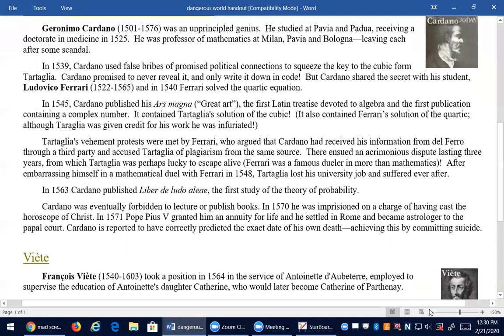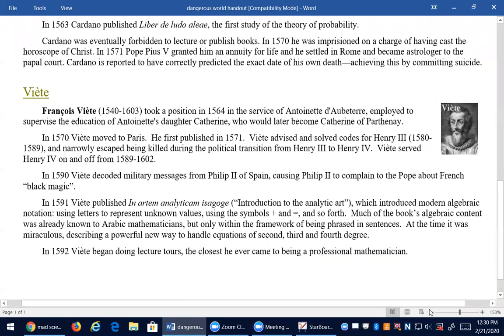Yikes. So Viète, the last one, took a position tutoring someone's daughter. She would become Catherine of Parthenay, if you know that name. He moved to Paris and he published and he solved some codes for Henry III. And he was so good at deciphering military codes that he got accused of witchcraft. And again, the Pope had to get involved.